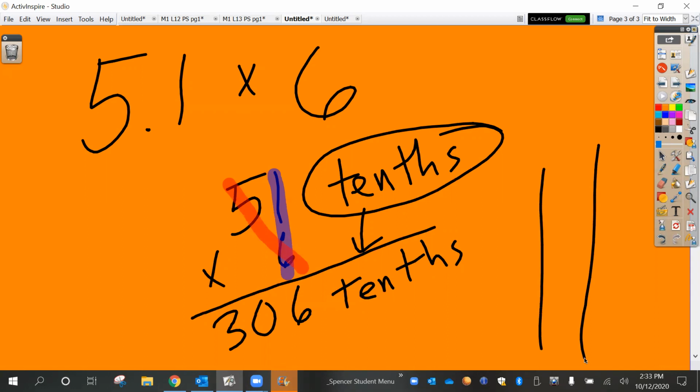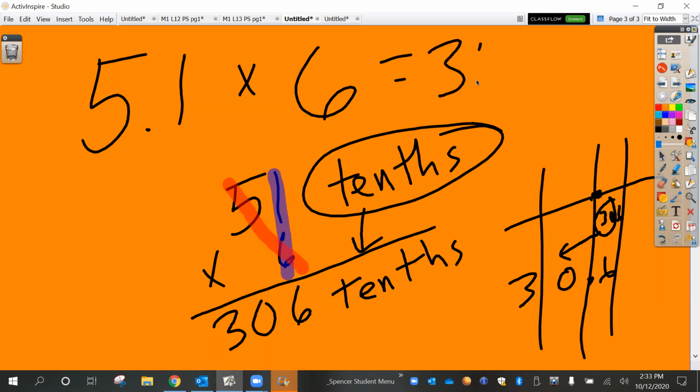Okay, I'm going to quickly draw a place value chart to help us visualize this. Our decimals here, we have 306. We know we need to regroup these. 0 will come here, 3 over here. Okay, so our answer, 306 tenths, will be 30 6/10. Great job. So let's keep trying this a few more times.